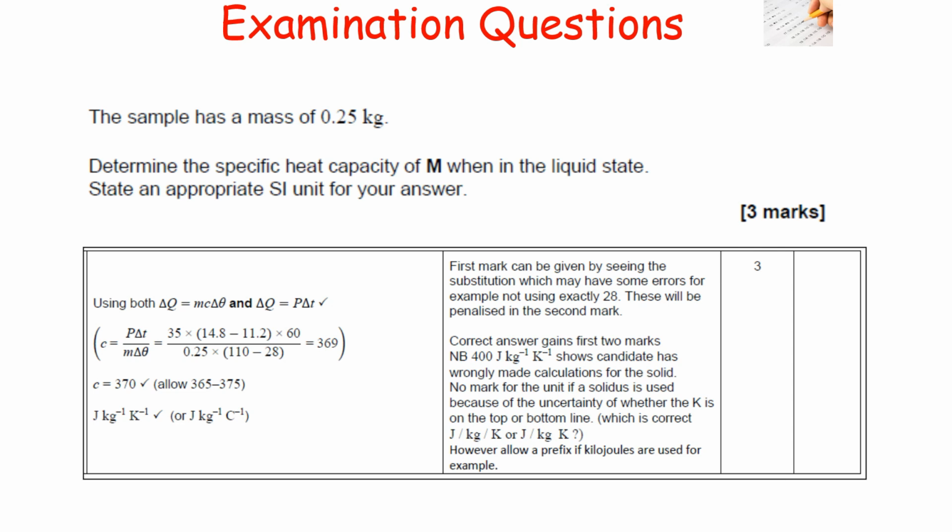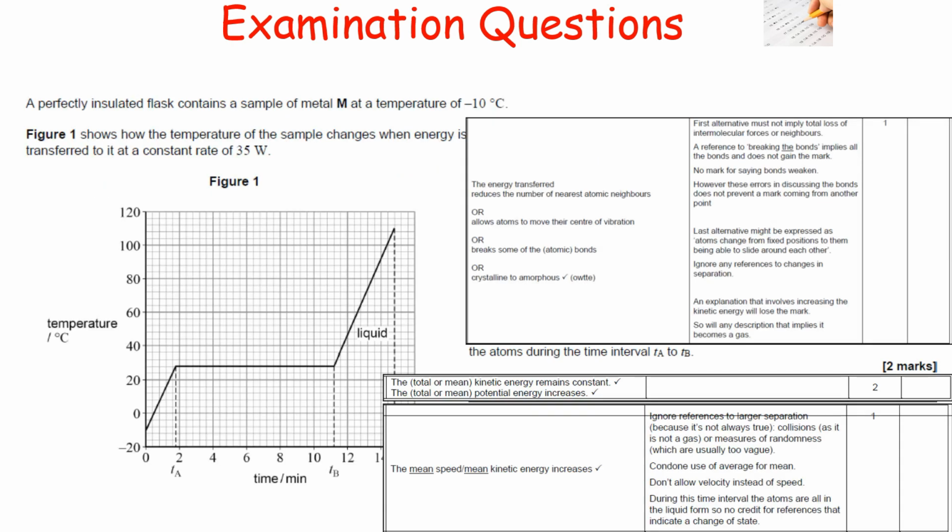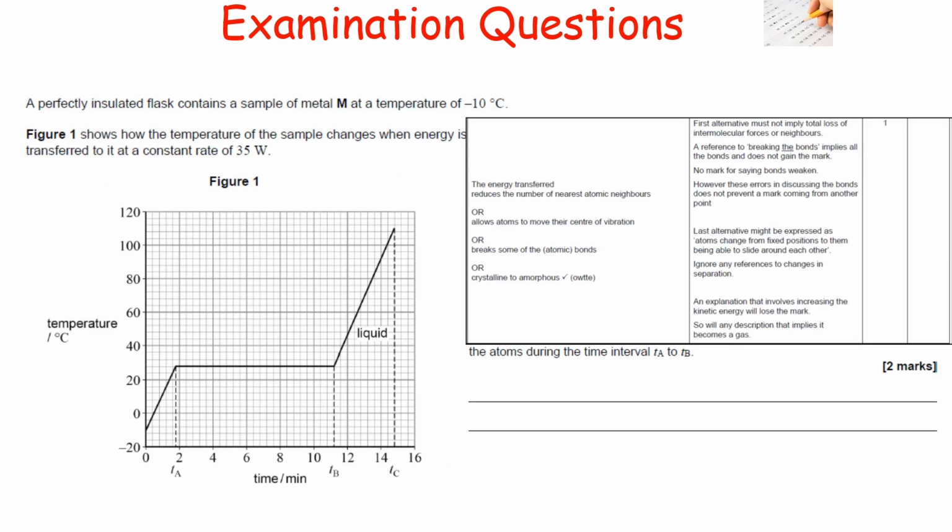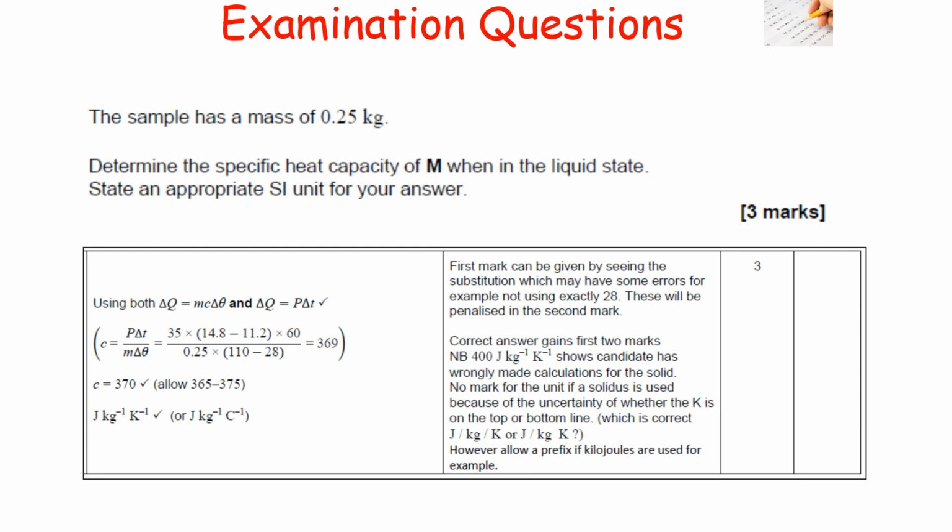Then we divide by the mass, which is given in the question as 0.25, multiplied by the change in temperature. Once again, this change in temperature is given on the graph. If we have a look on here, we're starting at 28 degrees and going to, I believe, 112. You can work it through like that, with your time converted into seconds, to get 370. Now again, what's the unit of specific heat capacity? It's joules per kilogram Kelvin, or joules per kilogram degree Celsius.